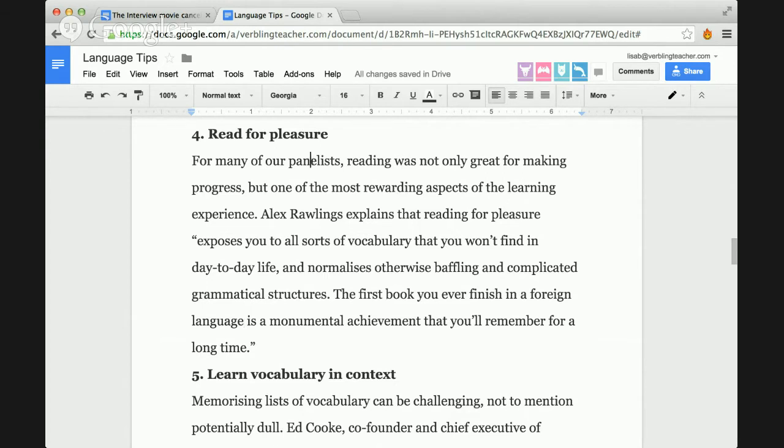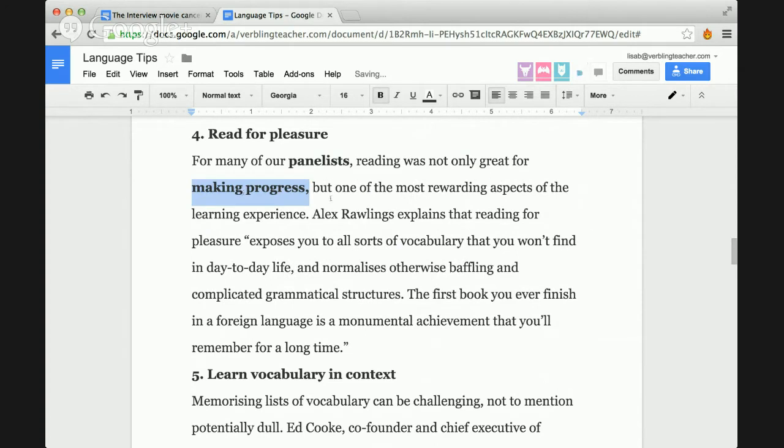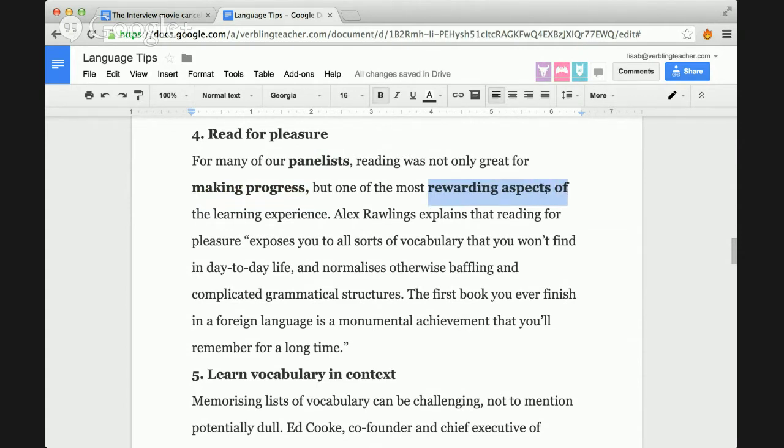So many of the panelists, those experts, basically agree. Reading is not only, this is a way to say, you could just say it's really good for making progress, but this is a different way to say it. So it's not only great for making progress, improving in your language learning, but, that's the structure here, not only, but, one of the most rewarding aspects of, so rewarding means you feel good, you get satisfied doing it while you're learning. It's very satisfying, you could say, very rewarding.